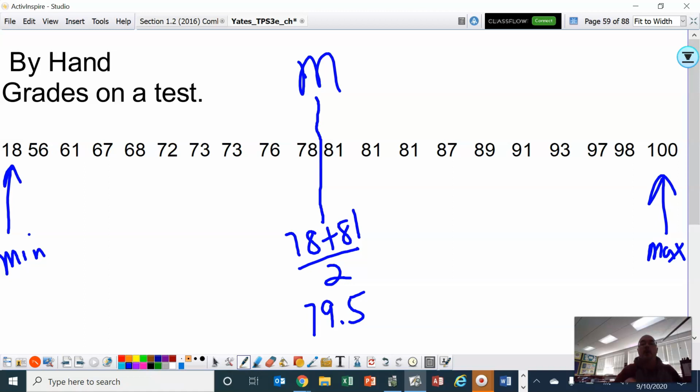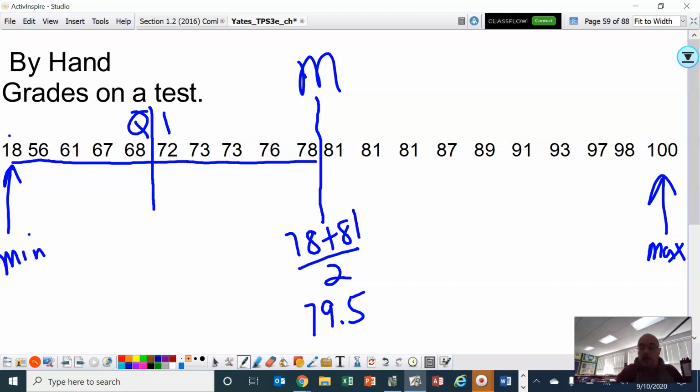Now, the quartile 1, Q1. What I'm going to do now is look at the left side of the median. There are 10 numbers there: 1, 2, 3, 4, 5, 6, 7, 8, 9, 10. Well, that means the Q1 is going to split them into 5 numbers on the left, 5 numbers on the right.